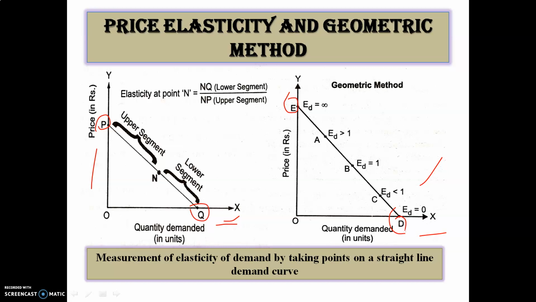Now elasticity of demand, price elasticity of demand and geometric method. See, here in this case we can randomly pick up a point from the demand curve. Here in this diagram we have randomly picked up a point N. Now how can we obtain the elasticity of demand at point N? We can obtain it simply by putting the value of lower segment divided by upper segment. What is the value of lower segment here? NQ, this part.